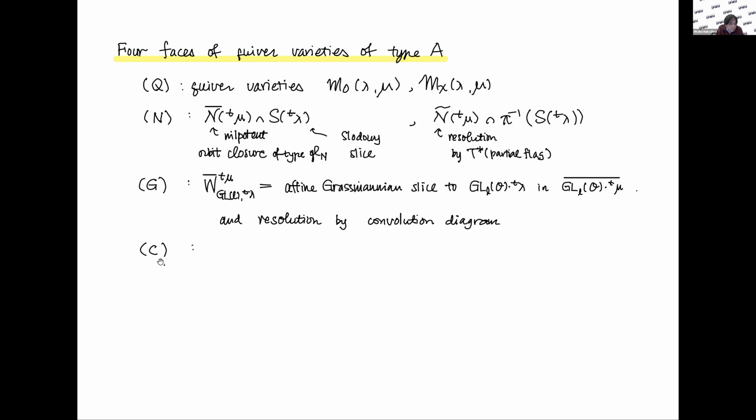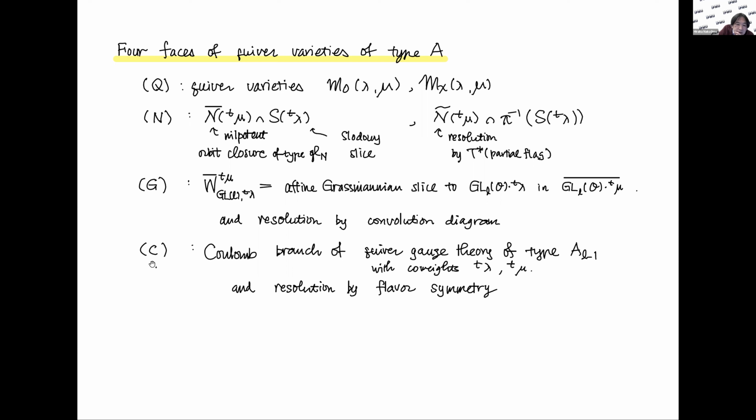The fourth face, which I denote by capital C, is a Coulomb branch. This quiver variety is also isomorphic to the Coulomb branch of a quiver gauge theory of type A_{L-1}. Here L minus one is the rank of SL_L, which is the same as the rank L here for the affine Grassmannian.